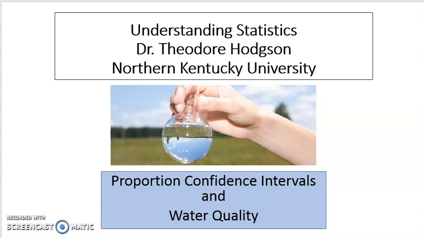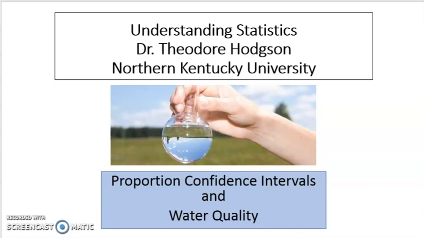Hi everyone. We've seen in the last video the derivation of the proportion confidence intervals. In this video, I'd like to go through a real-world example of how proportion confidence intervals can be used. The context of this problem is water quality.